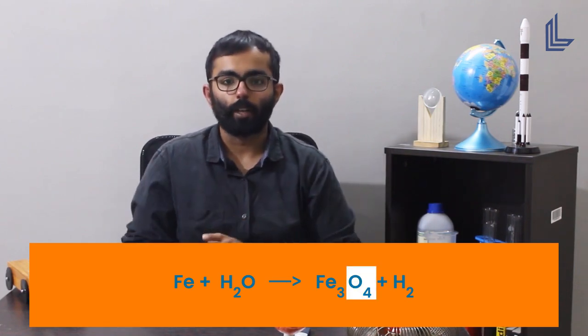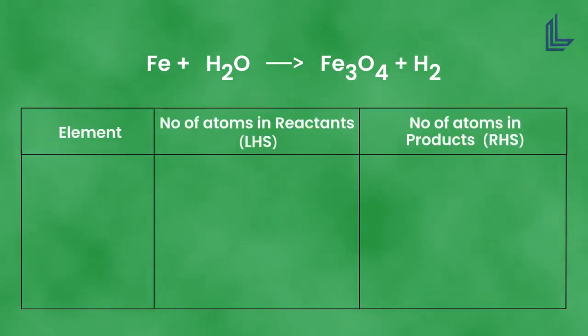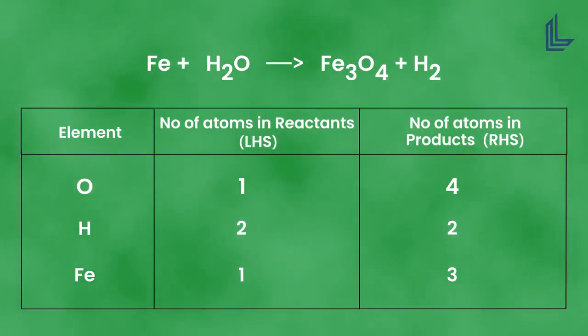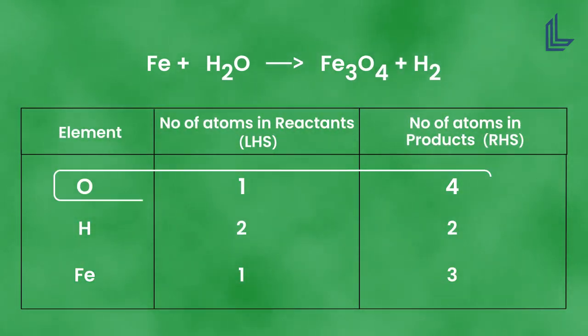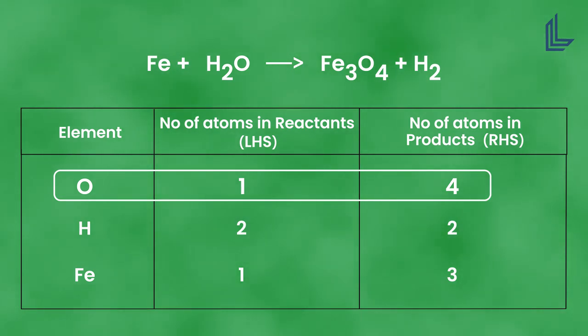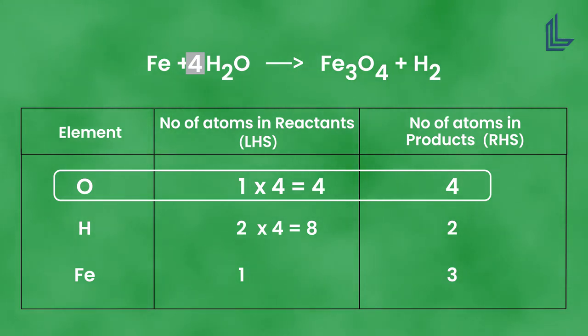That's the highest number of atoms. Now that we have identified oxygen as the element, let's quickly go ahead and balance that. So we have 4 atoms of oxygen on the product side and we have 1 atom of oxygen on the reactant side. Now to balance this, we want to make the number of atoms on the reactant side also 4, right? So what we will do is write 4 outside the box next to H2O. What this essentially means is that 4 molecules of H2O will be reacting in this reaction, right?